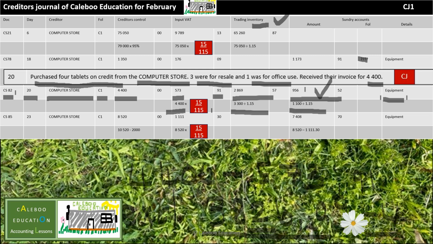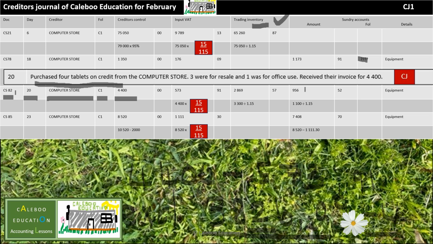And let me explain it. 4,400 was the total inclusive amount for all 4 tablets. Let me show you. There it is, 4,400. So divide by 4, it's 1,100 per tablet.